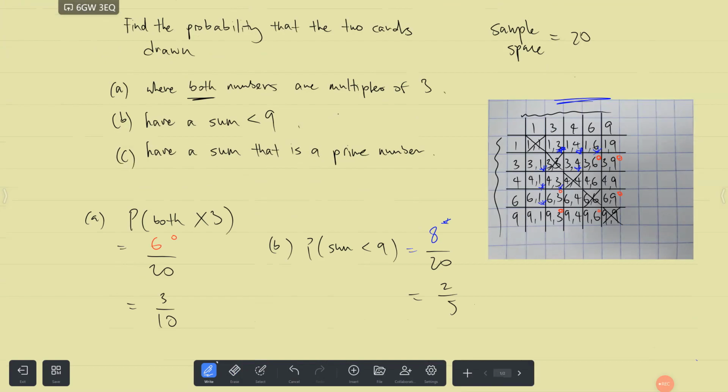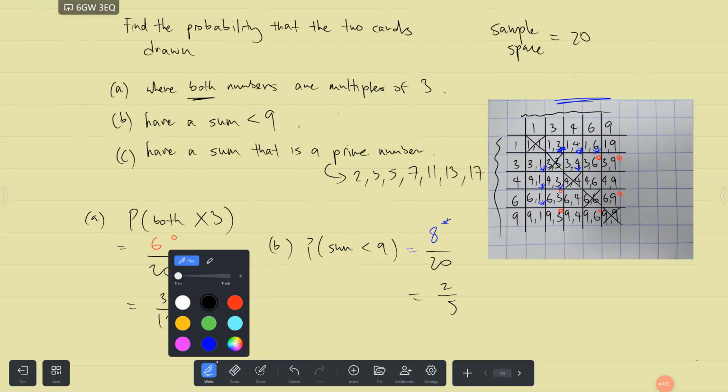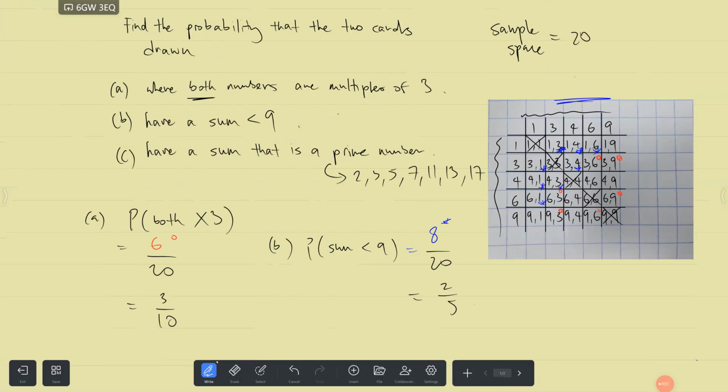Right, last question. Have a sum that is a prime number. Unique question. Of course, a prime number is a number with exactly 2 factors only. So it's things like 2, 3, 5, 7, 11, 13, 17. I think that's all right. There's no 9 last time. Right, so let's get to it. So let's choose a big yellow circle to represent this.